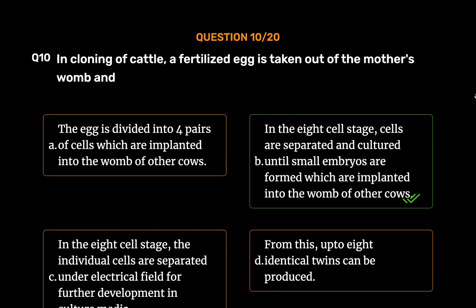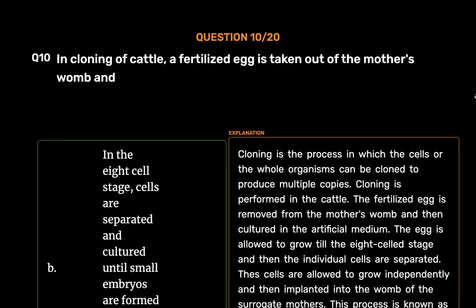In the 8-cell stage, cells are separated and cultured until small embryos are formed which are implanted into the womb of other cows. Cloning is the process in which the cells or the whole organisms can be cloned to produce multiple copies. Cloning is performed in the cattle. The fertilized egg is removed from the mother's womb and then cultured in the artificial medium.